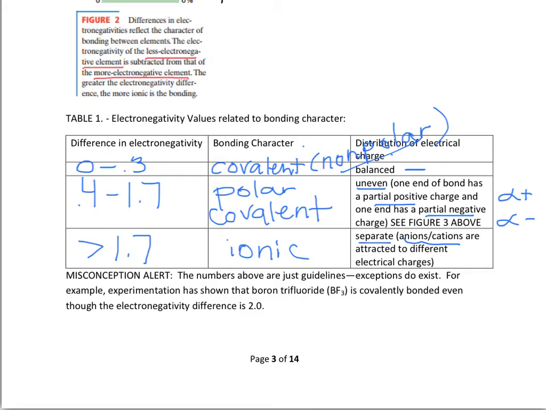Please understand with this, the misconception alert here, the numbers above are just guidelines. Exceptions do exist, as they always do. For example, experimentation has shown that boron trifluoride is covalently bonded even though the electronegativity difference is 2. So it looks like it should be ionic because it's greater than 1.7, but it is not. They have found that out through experimentation. So do understand that exceptions always exist.